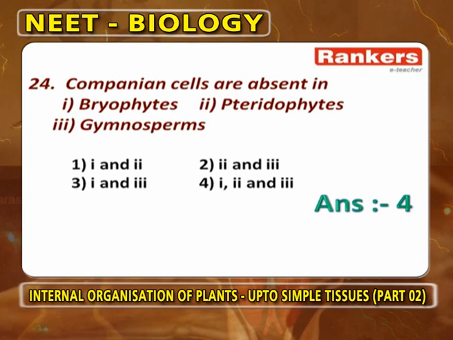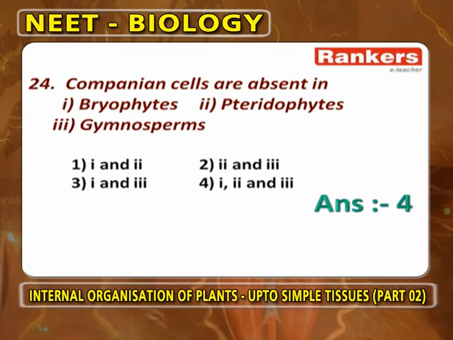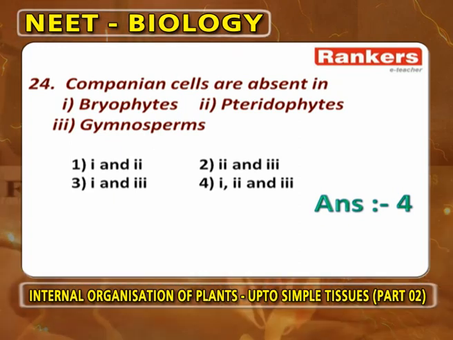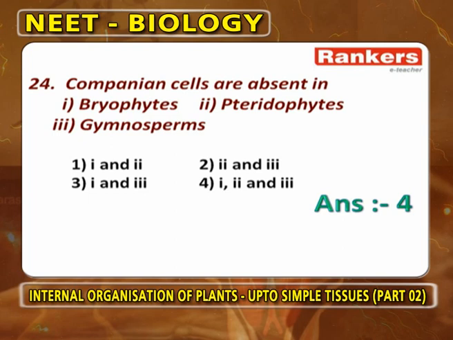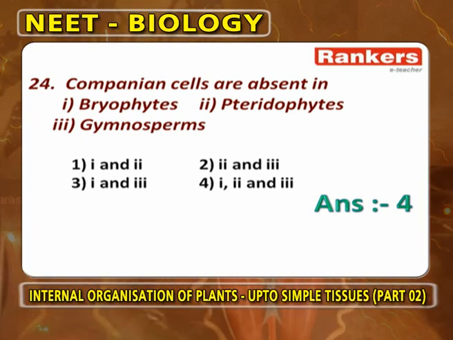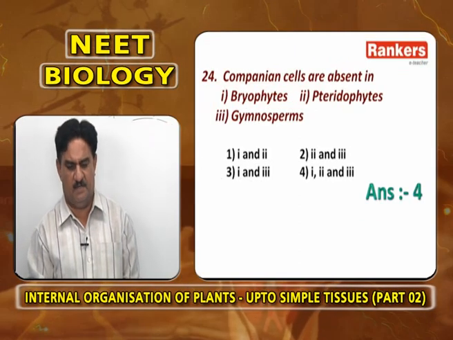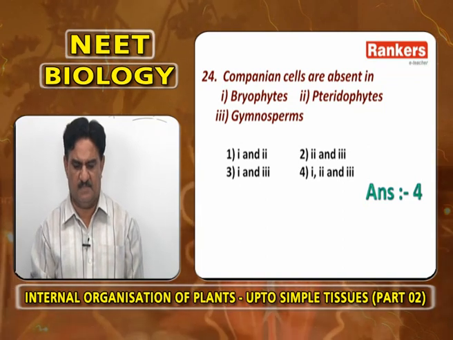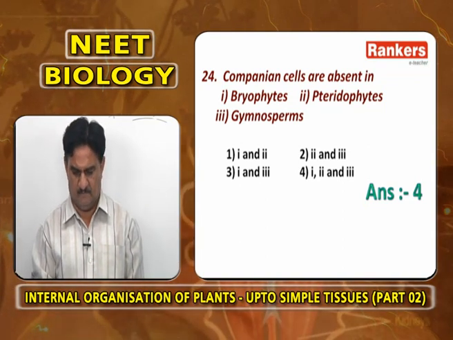Companion cells are absent in bryophytes. Bryophytes absolutely do not contain phloem. So, thallophyta and bryophyta are popularly called atracheophytes because they do not have vascular tissue, xylem and phloem. In pteridophytes also companion cells are absent in phloem. In gymnosperms, companion cells are absent but replaced by albuminous cells. So, the answer where companion cells are totally absent is bryophytes, pteridophytes, gymnosperms. So, answer is 1, 2 and 3.